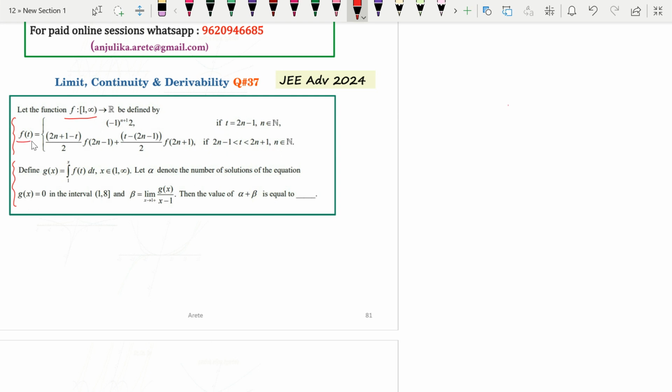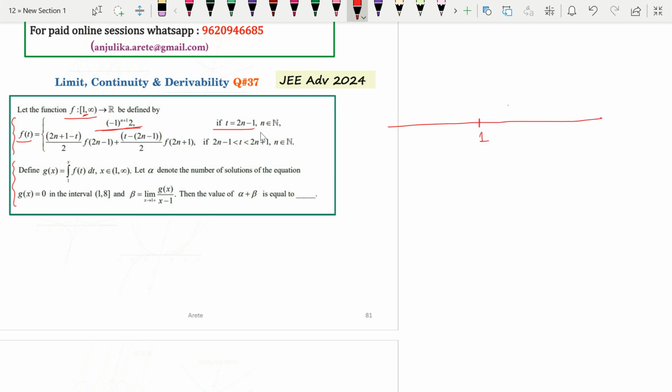So it says that f of t is equal to this when your t is this. What does that mean? t is 2n minus 1. That means t is an odd number. And what odd number? That is what is going to decide what the function is. So you have to start with a 1. Let's draw a real line. We have to start with a 1.